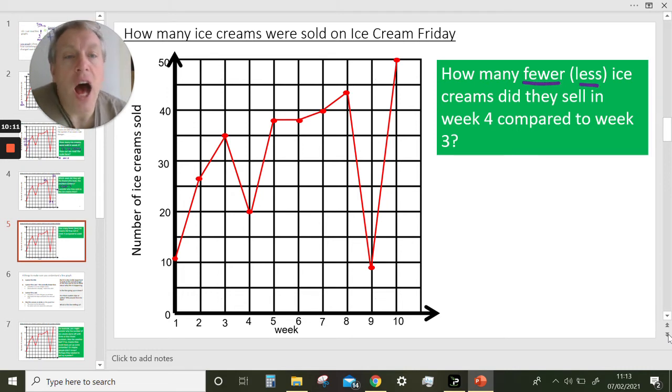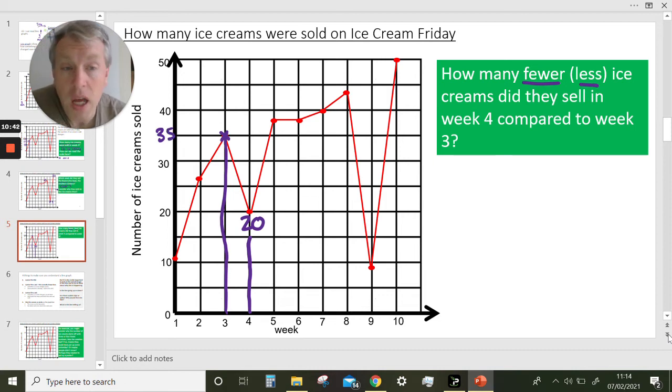Okay, and now, how many fewer, remember that word, how many fewer, how many less, ice creams did they sell in week 4 compared to week 3? Okay, so we need to find the number for week 4, and that's reading up from 4, we find that it's 20. Then, how many in week 3? Well, here's week 3. Remember, we start in 3, we go all the way up, we find the data point for 3, and it's halfway between 30 and 40, so it's 35.